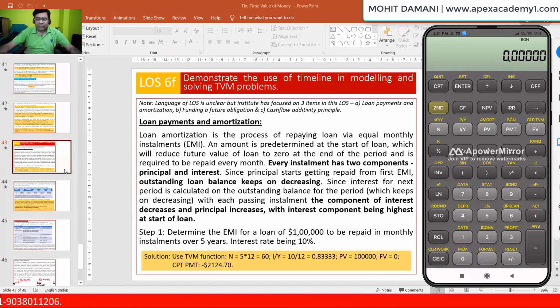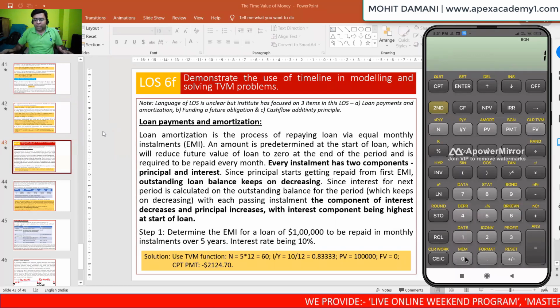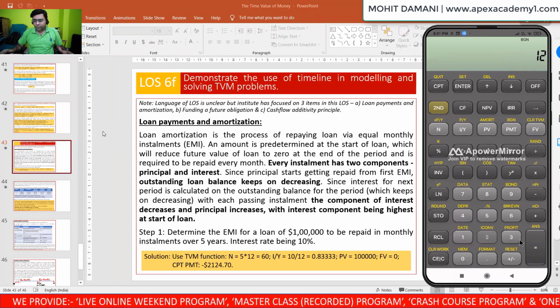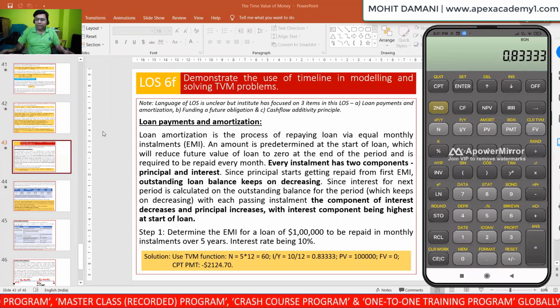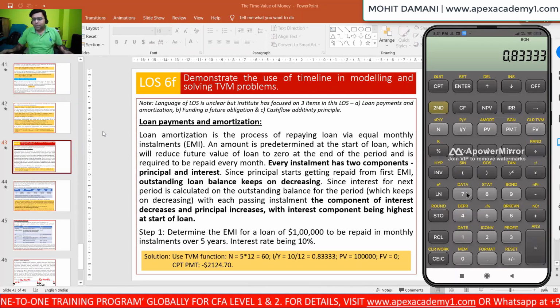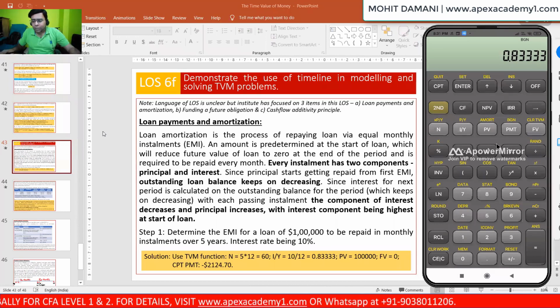So now, in this situation, my n will be 60, so I will have to enter 60 and then N. My I/Y will be 10 by 12, so you should not enter 0.83, you should enter 10 divided by 12 equals. I will explain the maths of this when I explain the other function, okay? But for now, just take it and do that.